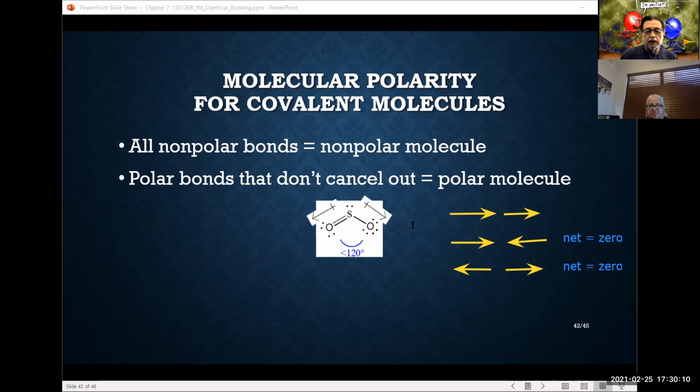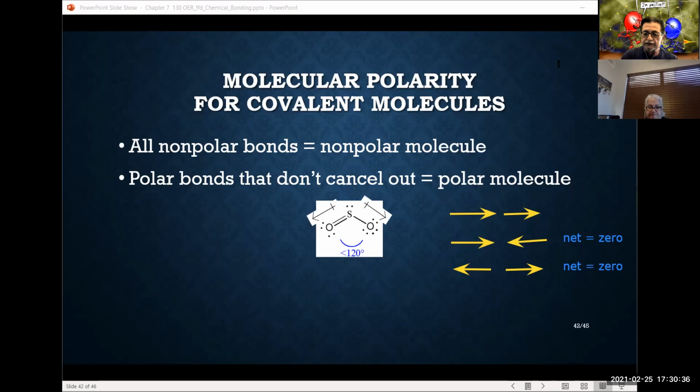So they cancel out. So what's happening here, one arrow goes to the far right, kind of southeast, if you will, and the other one goes to the left and down. Okay, so the dipole of each sulfur oxygen bond do not cancel out. So the polar bonds not canceling out results in having a polar molecule.